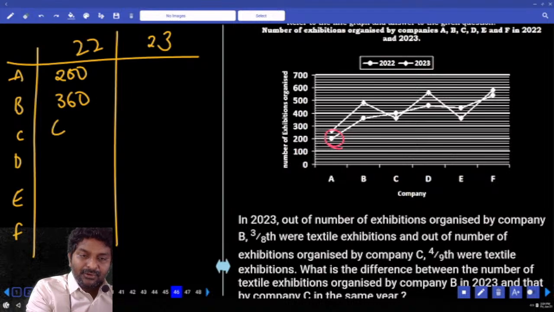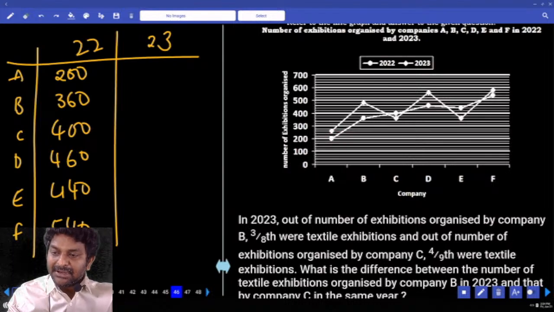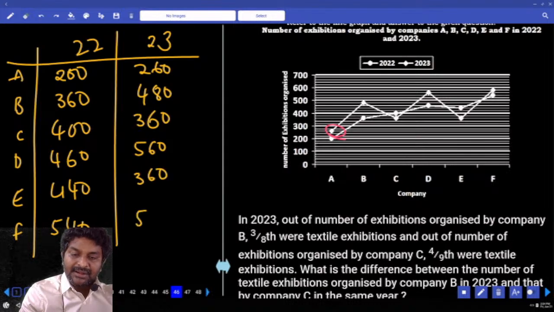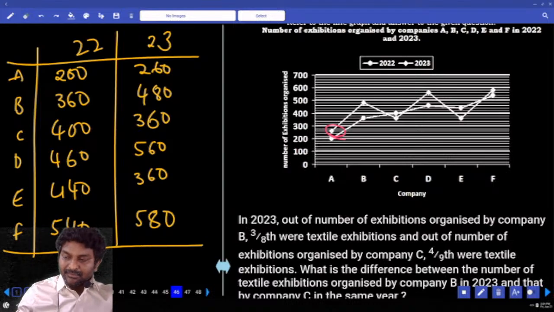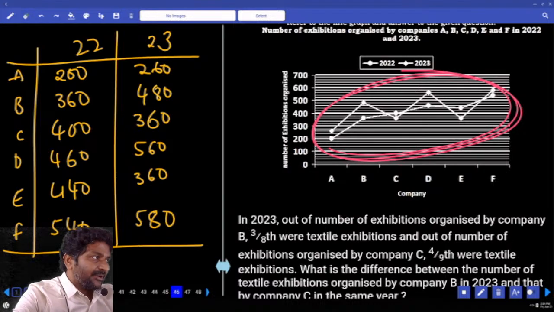360, 400, 460, 440, 540. Next is diamond in shape. 260, 480, 360, 560, 360, 580. Because numbers are not mentioned in the line graph, it is very important to prepare the table first.